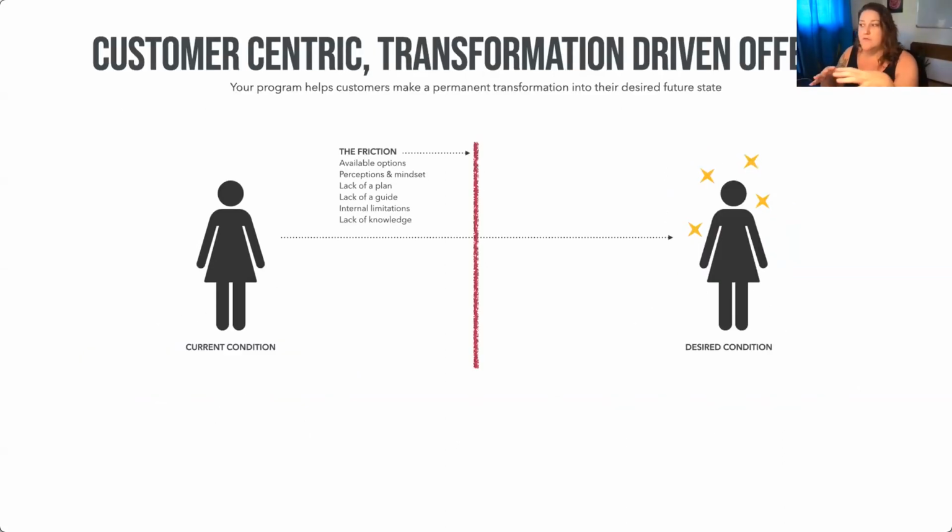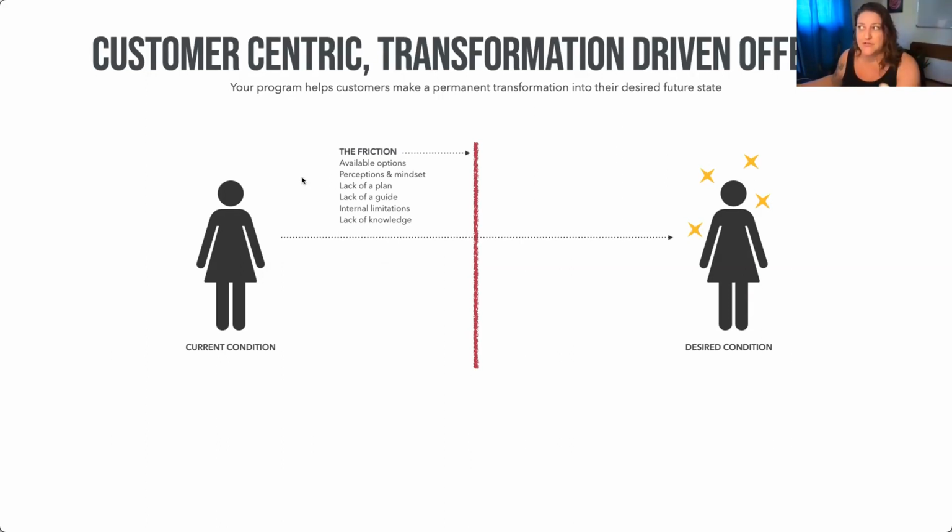Now, this is another way of looking at our lovely little cliff example, but the whole idea is that your program reduces the friction that people experience in going from their current condition to their desired condition, right? Where they are on the cliffs on the one side to where they want to be on the cliffs on the other side. Everybody has the ability, loosely, to find their way to the other cliffs on the other side, but everybody is also dealing with some form of friction to get there.